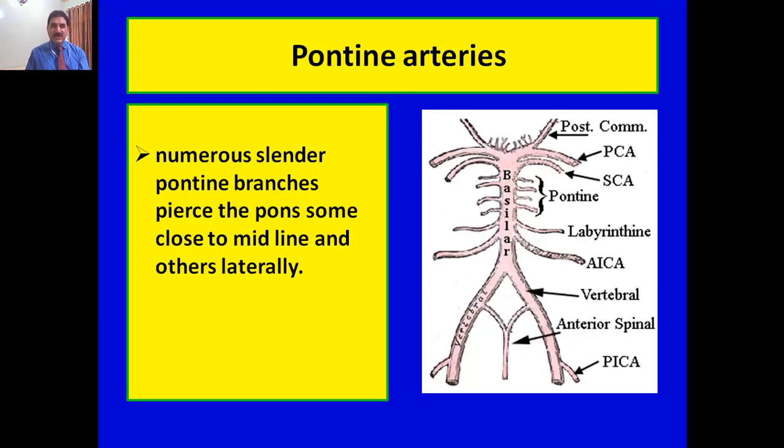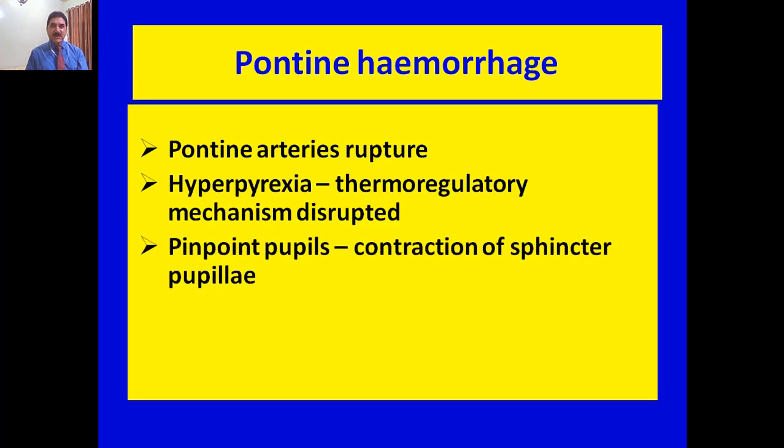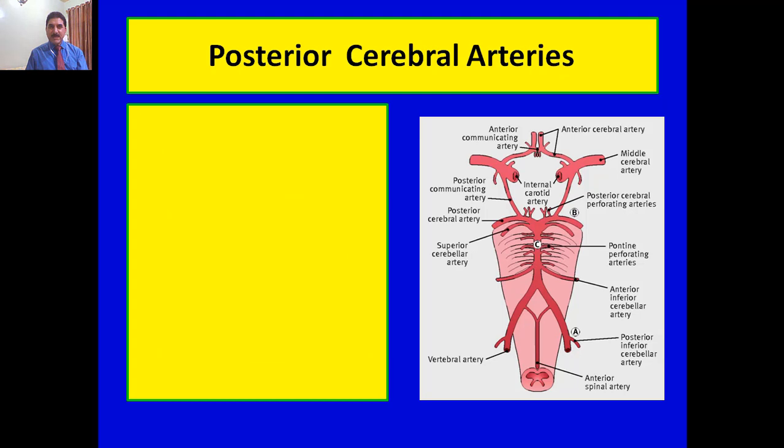Pontine arteries: as already said, numerous slender pontine branches pierce the pons, some close to the midline and others laterally. Pontine haemorrhage is caused by the rupture of the pontine artery. It is clinically characterized by hyperpyrexia due to disruption of the thermoregulatory mechanism, pinpoint pupil due to contraction of the sphincter pupillae, coma due to involvement of the reticular formation, and contralateral upper motor neuron paralysis due to involvement of pyramidal fibers.